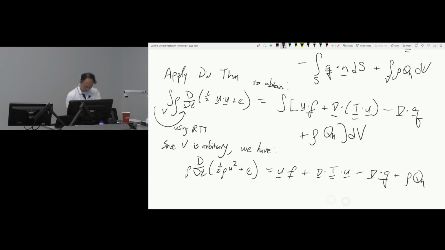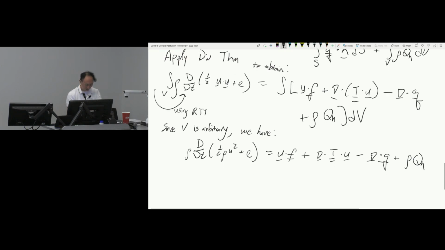Okay. So all we're doing is, because the volume is arbitrary, that means the only way this can be true is if the integrands are all equal. Only comment I have is that this negative sign for del dot q is just because we call heat flux outward to be positive. That's just a sign convention for q.